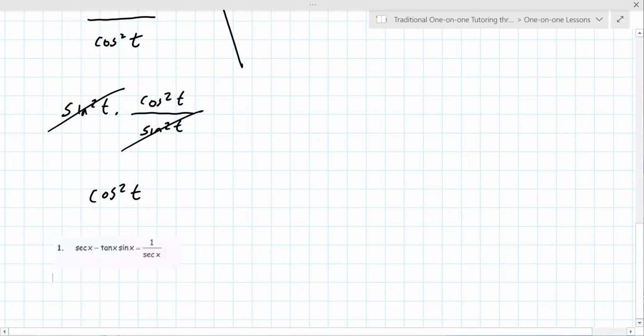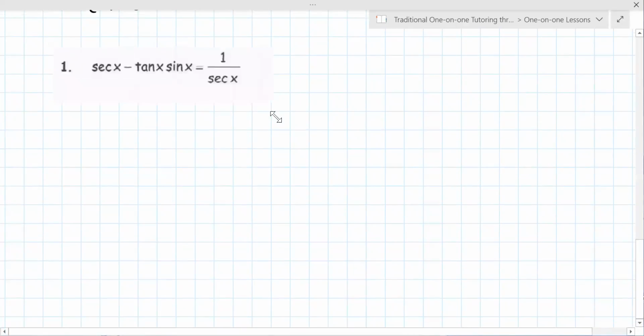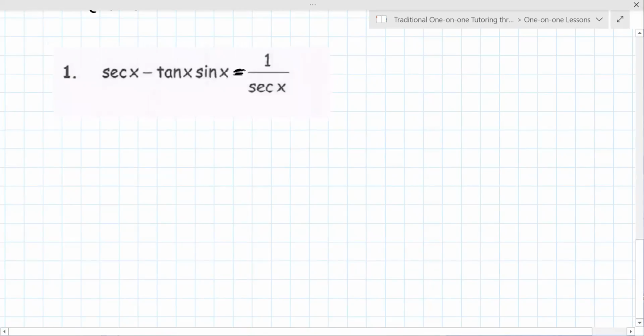So this one, this is an equal sign here. To me, the more complicated side is the left side. So that's what we're going to work with. And this is a better example of what I was talking about. You want to write everything in terms of sine and cosine. That's one of your approaches.